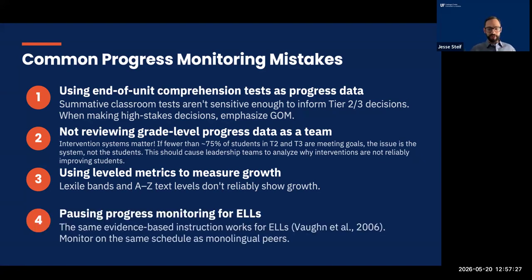Similar to screening, we want to be in the business of progress monitoring English language learners closely. Because evidence-based instruction and assessment work well for English language learners, we want to be monitoring them on the same schedules as their monolingual peers. Oral reading fluency is a great indicator of general reading skill, whether you're an English language learner or English is your first language, for example.